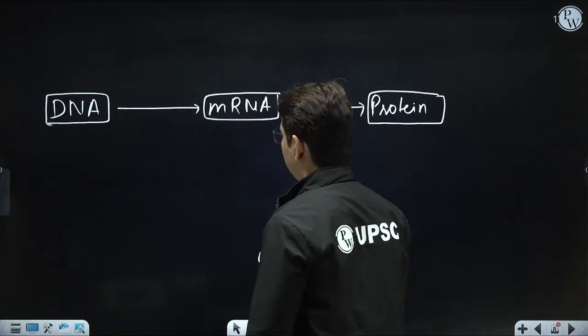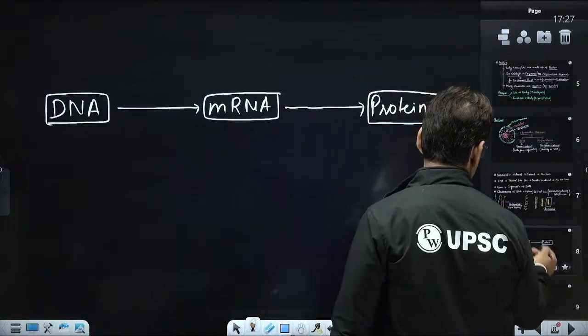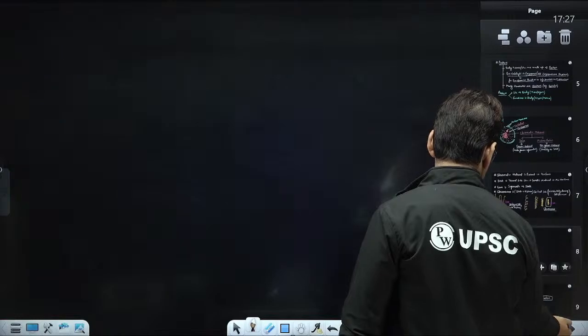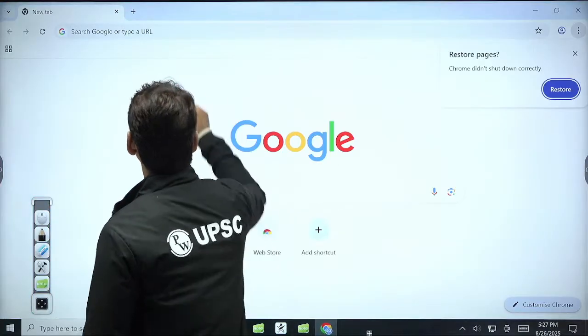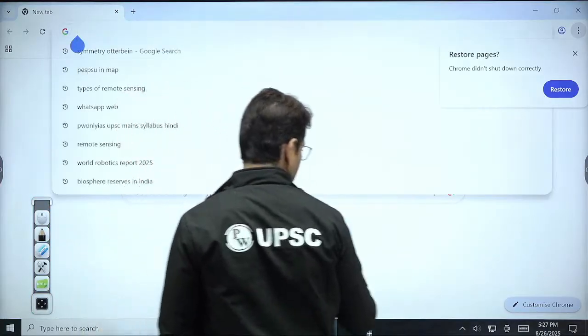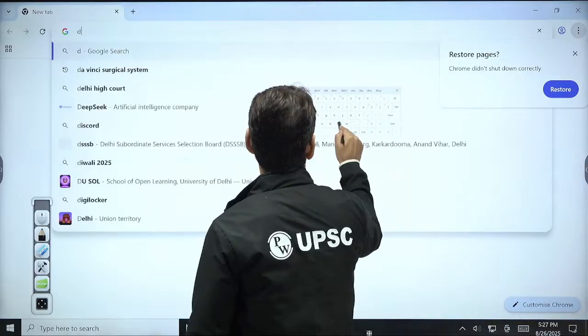And this protein, right? Before that, I'll just show you one diagram so that you can understand it all. Yes, let me show one diagram from the internet so that you can have a very nice concept.